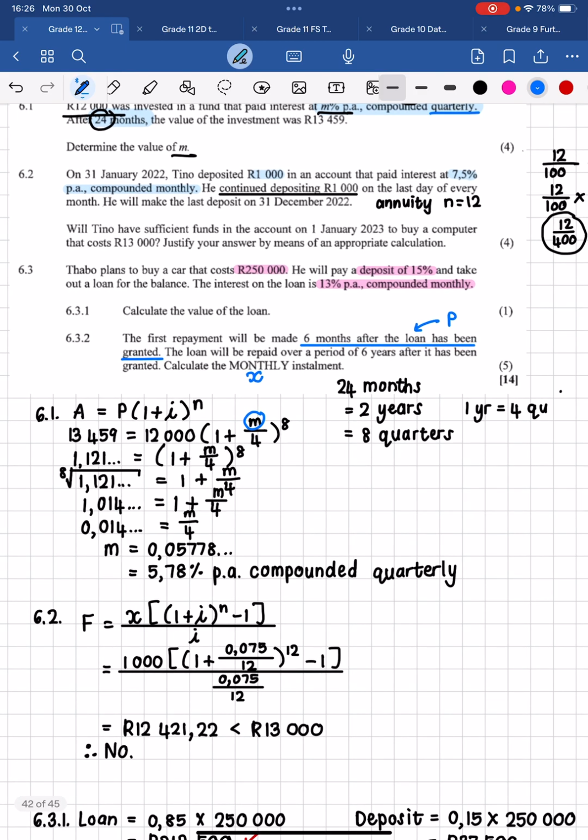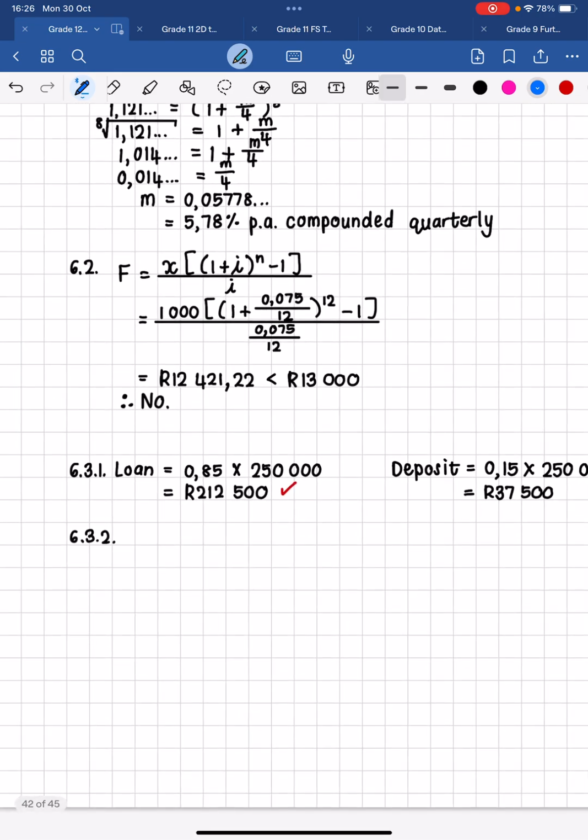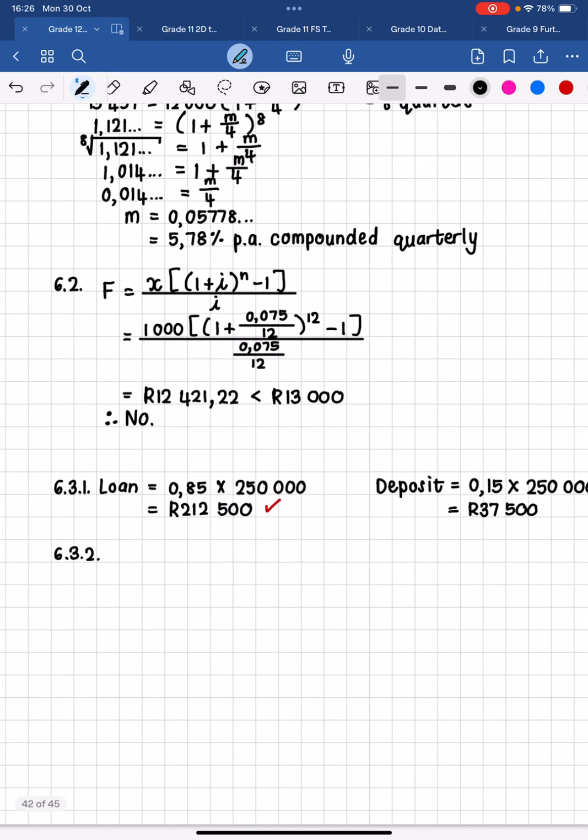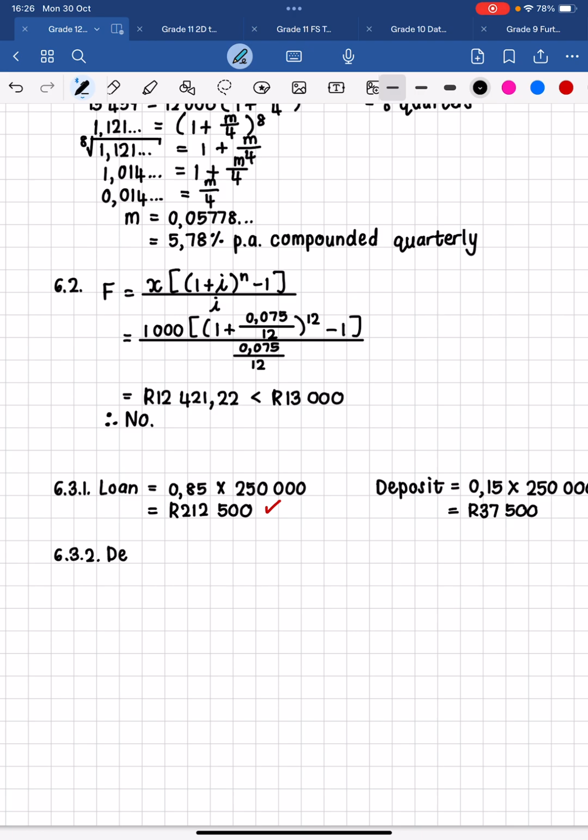Now, before we get into the values that we're going to sub into this formula, and before I actually write the formula down, we need to talk about the 6 months after the loan has been granted business. This is called a deferred payment. I'm just going to write a little note here.